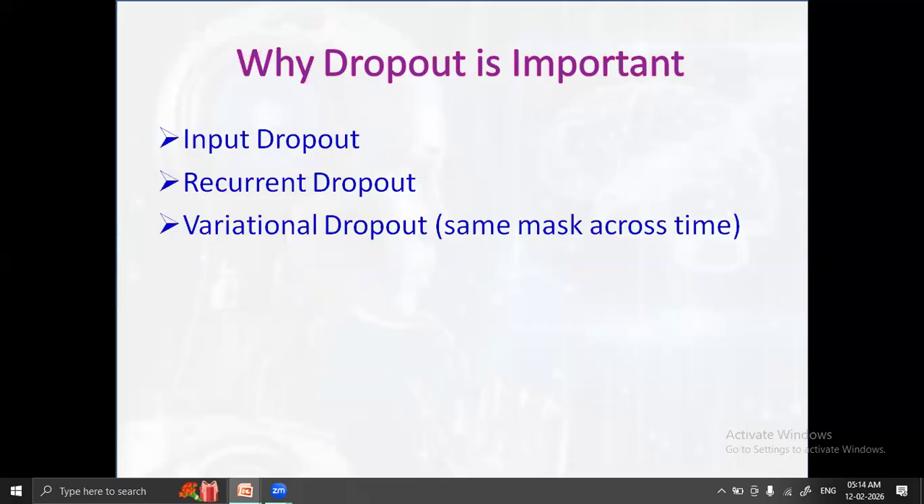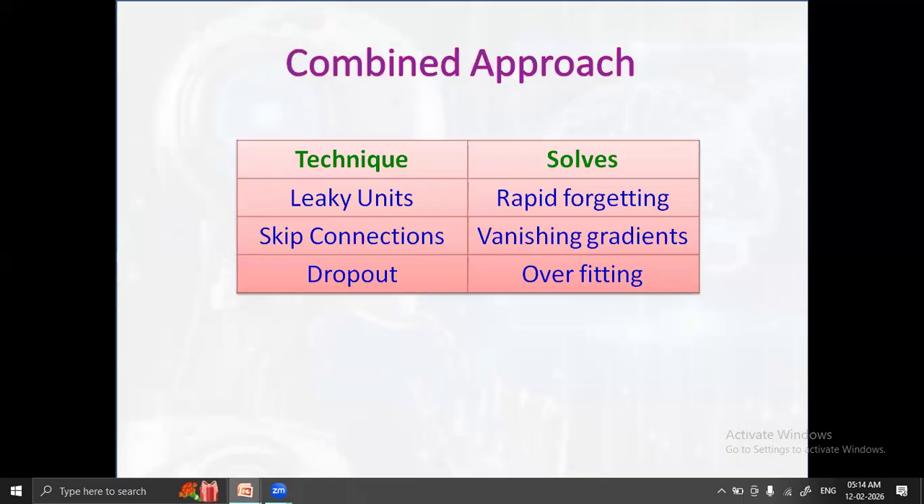Why is dropout important? It is very, very important. Without dropout, neural networks can overfit the training data, memorizing noise instead of learning general patterns. Dropout combats this by making the network behave like an ensemble of many smaller networks. This improves generalization performance and reduces co-adaptation between neurons, leading to more reliable predictions on unseen data. That means variational dropouts.